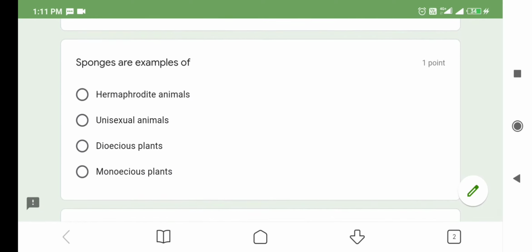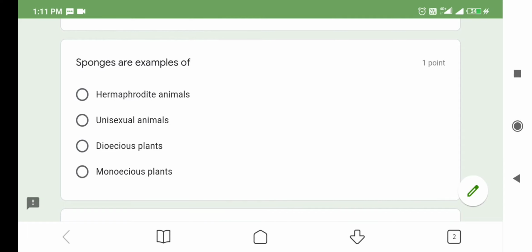Next question. Sponges are examples of dash. Option number 1, hermaphrodite animals. Option number 2, unisexual animals. Option number 3, dioecious plants. Option number 4, monoecious plants.